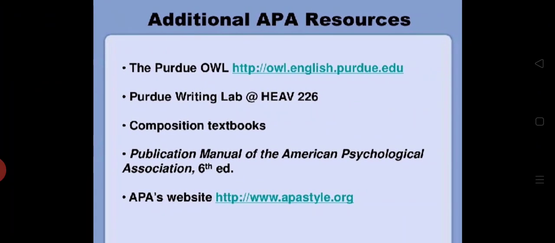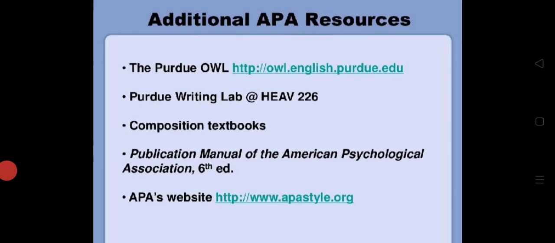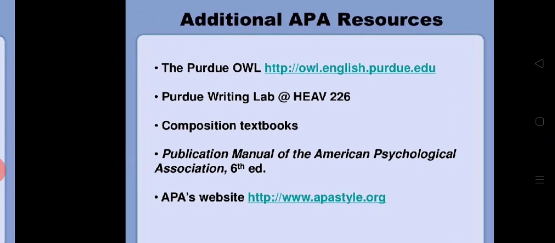Here are some additional APA resources which may be helpful for you if you visit them. If you want to study APA in detail, you can explore it on the Purdue OWL. Here is the website address. Purdue Writing Lab, composition textbooks, the Publication Manual of the American Psychological Association, 6th edition, and APA's website. So these are the additional sources which you can use for learning.